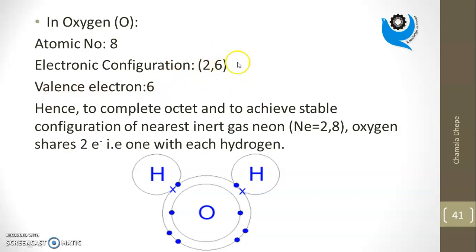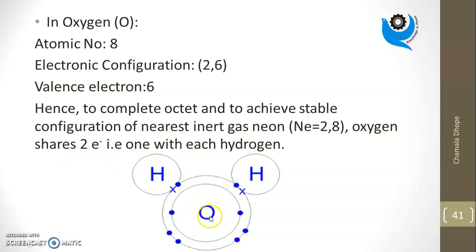Right, now tell me, oxygen is going to complete its octet or duplet? Yes, it is going to complete its octet, right? Hence, to complete the octet and to achieve the stable configuration of the nearest inert gas neon, that time 2, 8, means it is going to achieve the stable configuration of which nearest inert gas? That is neon. Its electronic configuration will become 2, 8. Oxygen shares 2 electrons, that is 1 with each hydrogen.